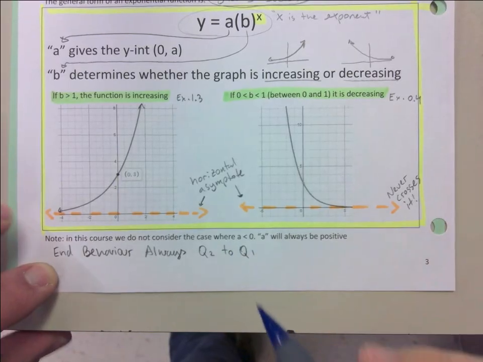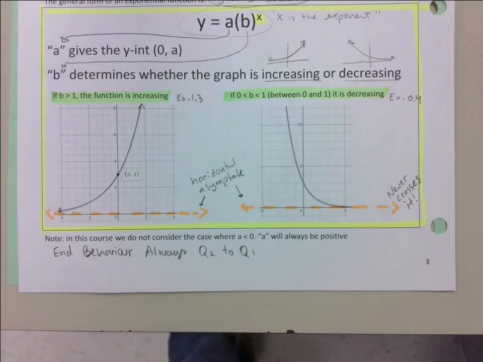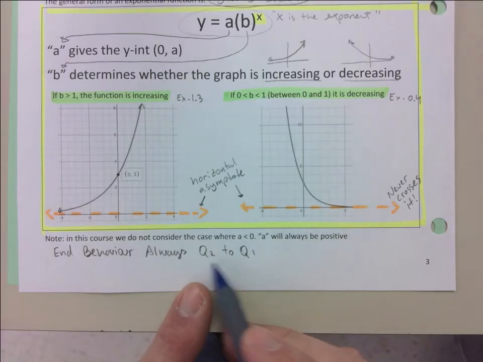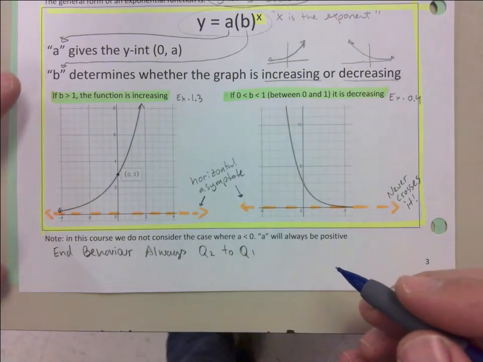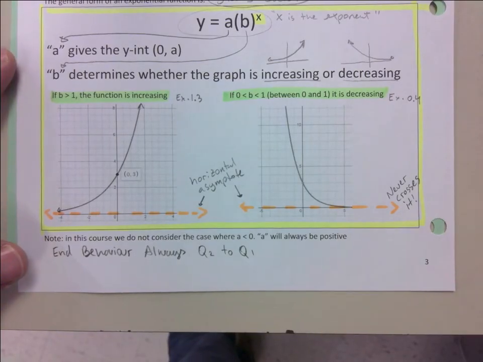Does it matter, Mr. Dirksen, if I say Q1 to Q2? It doesn't matter. I tend to go from left to right. I read the graph from left to right. That's why it's Q2 to Q1. So that's always the case. You don't have to guess. And there's one more thing.